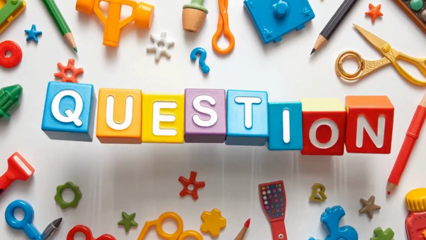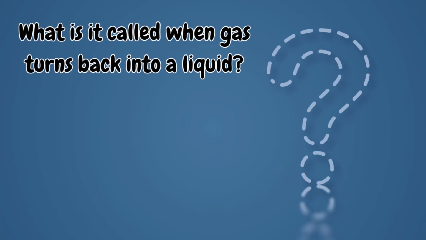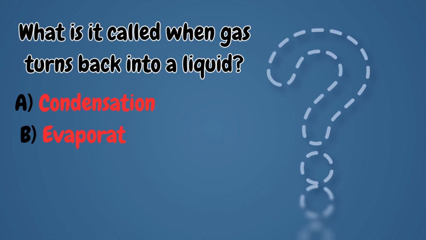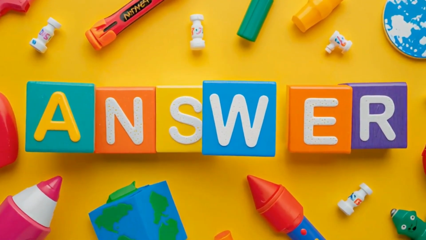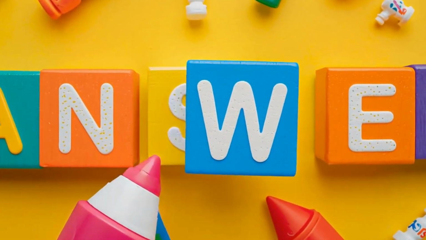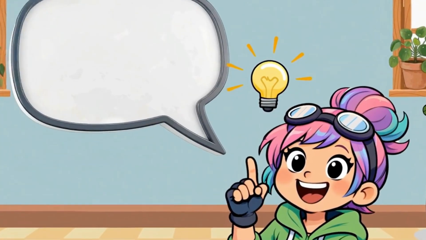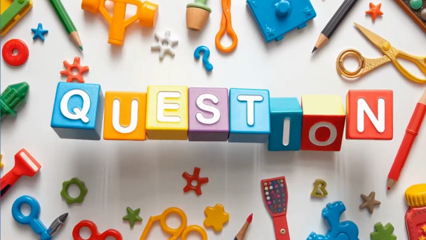How are you doing so far? Time for question 3. Ready? What is it called when gas turns back into a liquid? Is it A, condensation, B, evaporation, or C, sublimation? And the answer is, yes, you are right. It's A, condensation. That's when particles cool down and come back together. The end is in sight!